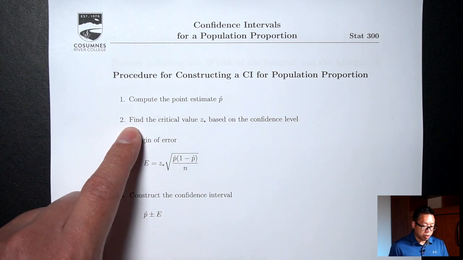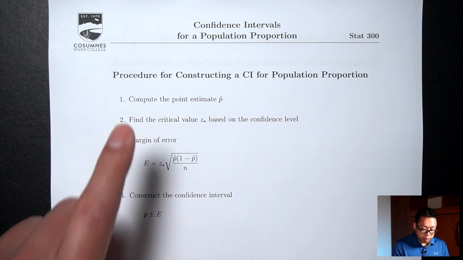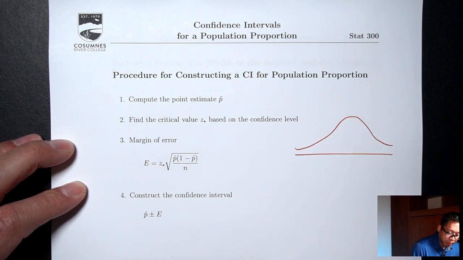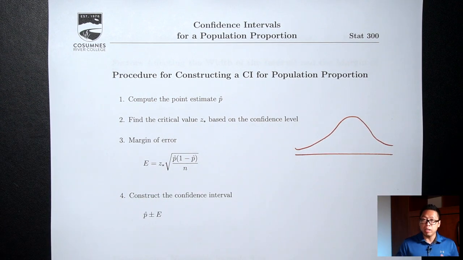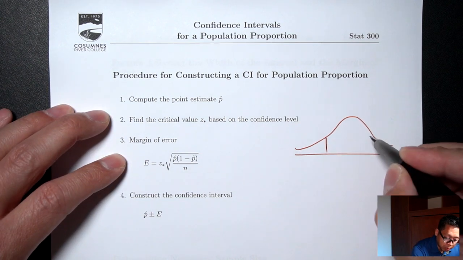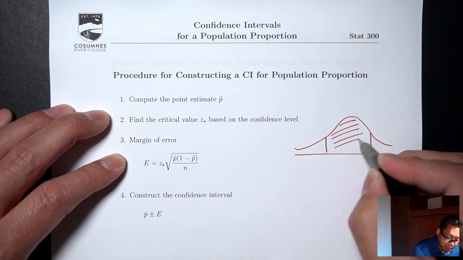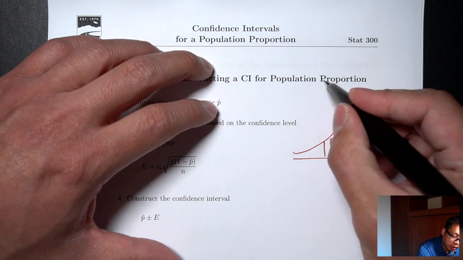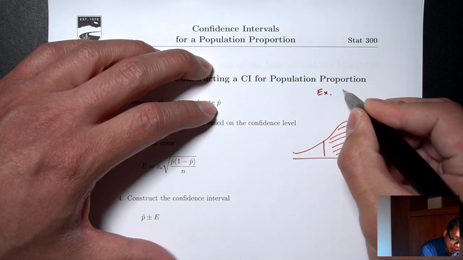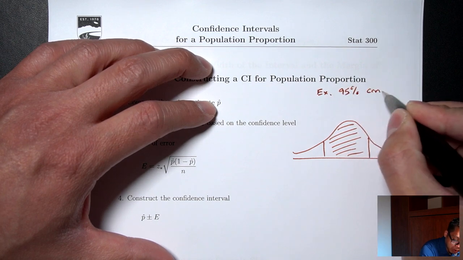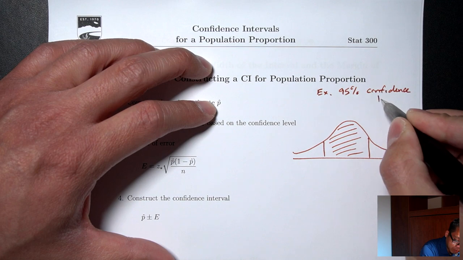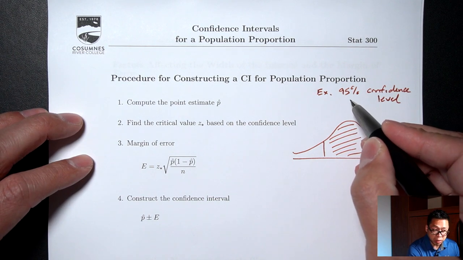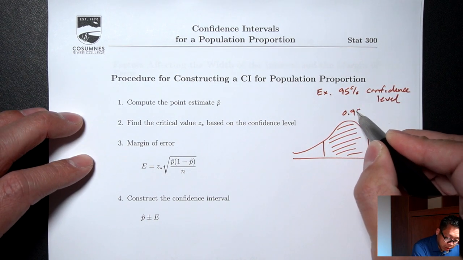Next step, find a critical value z-star based on the confidence level. For this step, we're going to be drawing the normal distribution picture. The confidence level refers to the area in the middle, so we're going to be shading our picture in the middle for all the questions today. In the article, the confidence level they were using was 95%. That refers to the area in the middle. As a decimal, 95% is 0.95. That's the area in the middle.